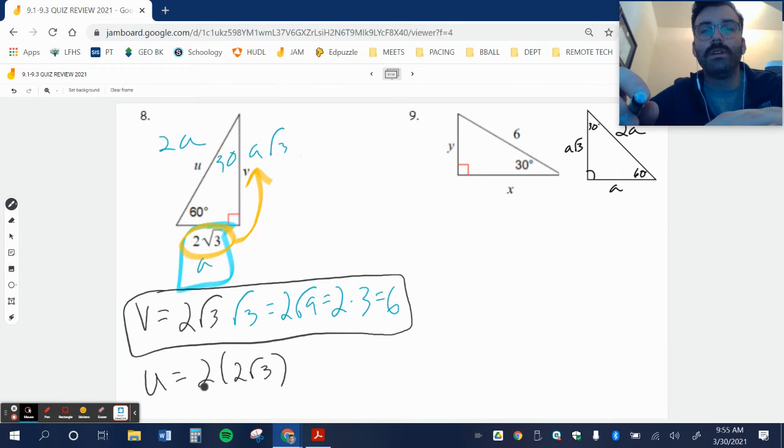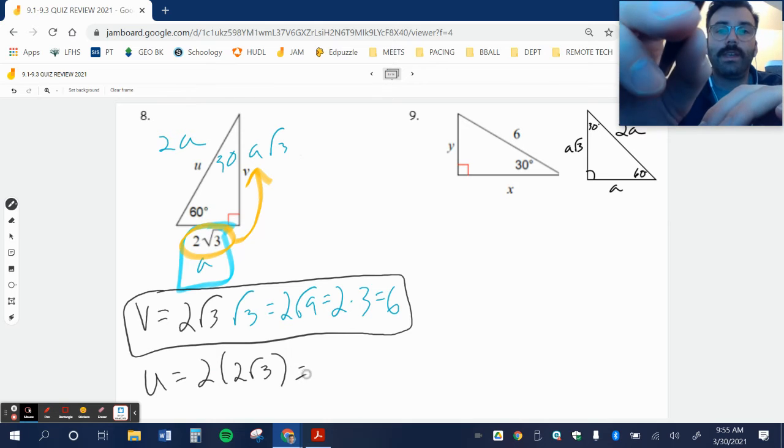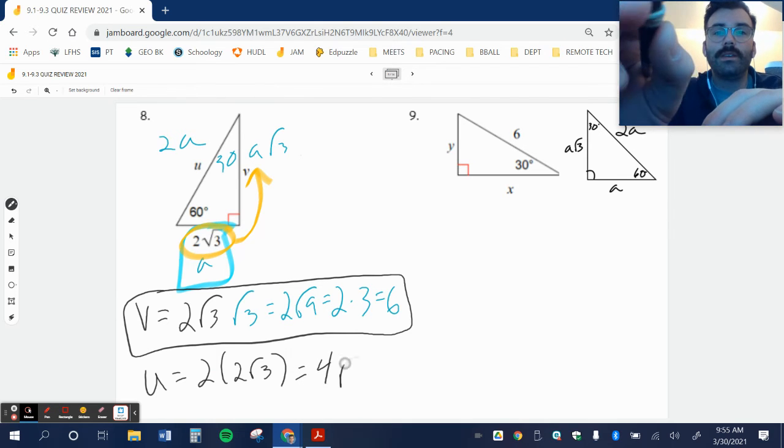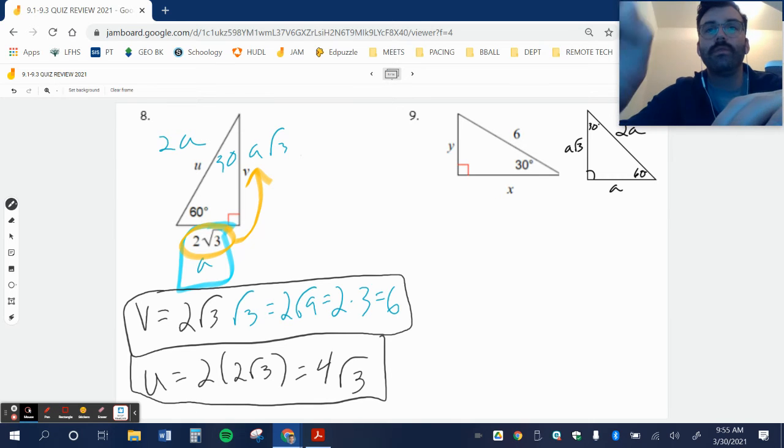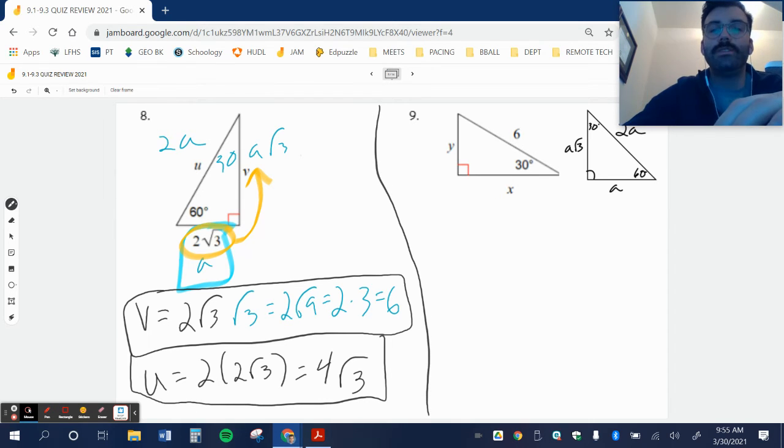Well, I don't multiply the 2. I multiply 2 times 2. But I do not multiply the 2 to the radical 3 because it's inside the radical. All right, it's inside the radical. They're not like terms. I cannot multiply those things. So my answer for U is just 4 radical 3. Okay, that 3 is trapped inside there. You cannot get inside that radical without being a radical yourself.